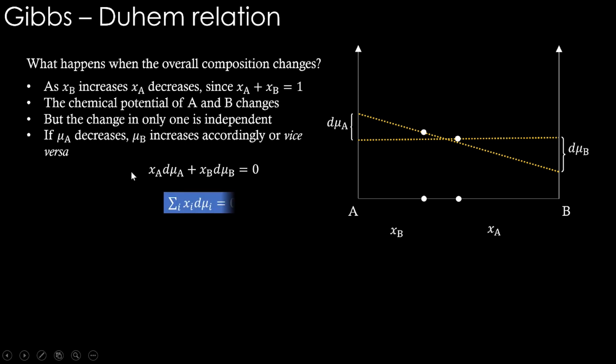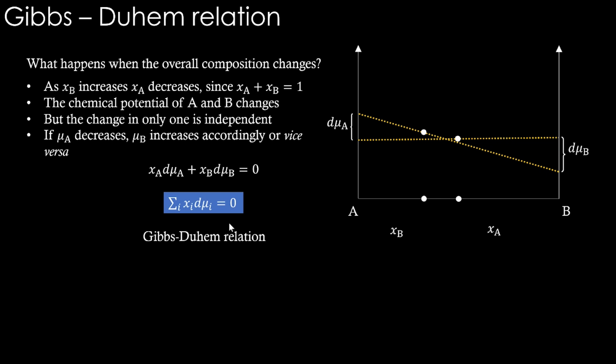Okay, and this relation can be generalized like this. Summation over i, xi d mu i is equal to 0. So this is called the Gibbs-Duhem relation. This is quite useful to know state properties. When we know the state property change of one of the elements, from that we can get the state property change of the other element. So in that way, this becomes a quite useful relation.